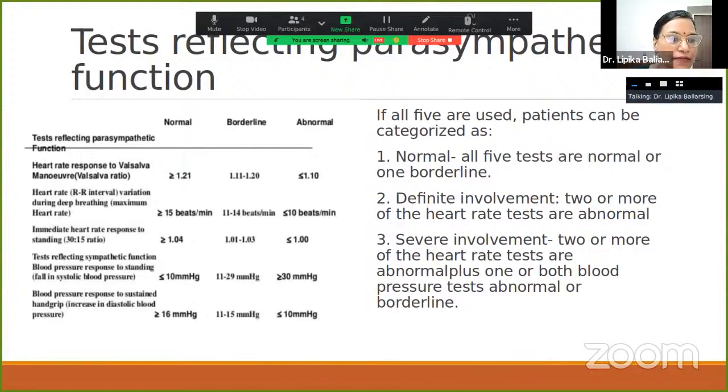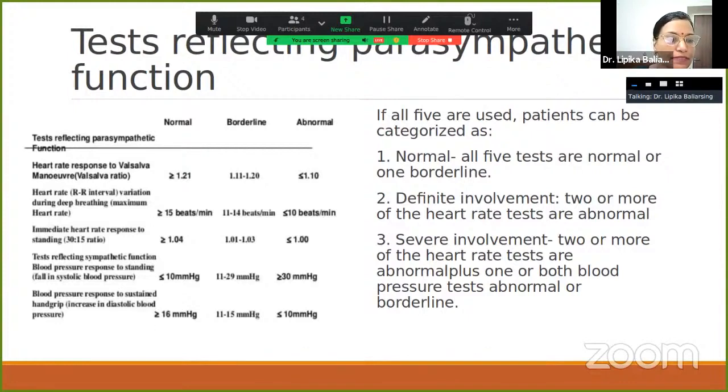Immediate heart rate response to standing, that is the 30:15 ratio, is normal if it is more than or equal to 1.04, borderline if it is between 1.01 and 1.03, and abnormal if it is less than or equal to 1. Tests reflecting sympathetic function: the blood pressure response to standing, where we look for falling systolic blood pressure. It is normal if it is less than or equal to 10 millimeters of mercury, borderline if it is 11 to 29, and if the fall in systolic blood pressure is more than or equal to 30 millimeters of mercury, then it is abnormal.